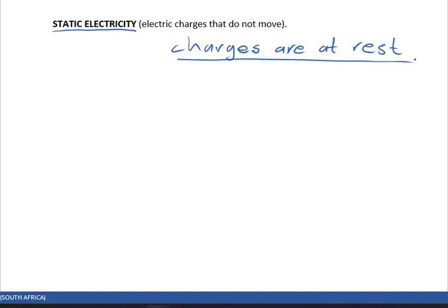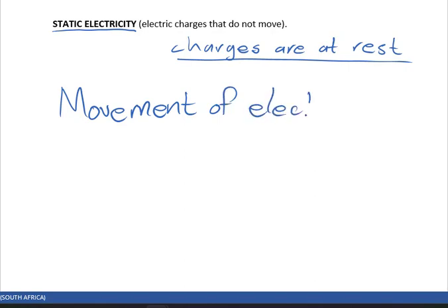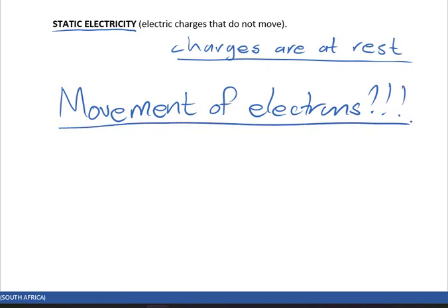And when we are talking of static electricity, we are only going to focus on the movement of electrons. So it's due to movement of electrons because we are talking of solids. So we cannot have positive charges moving.